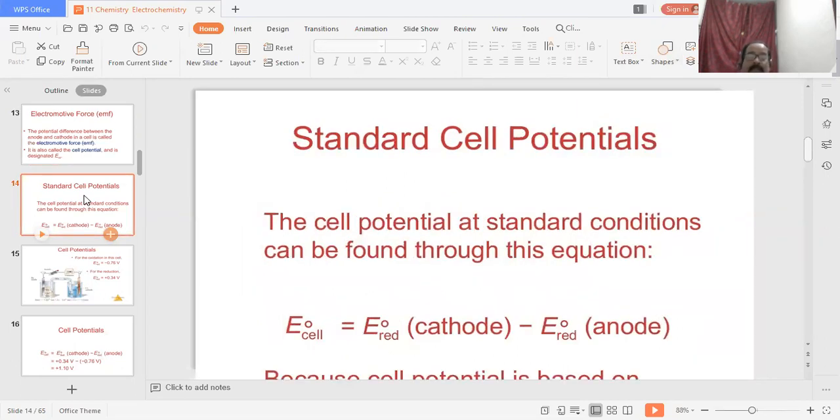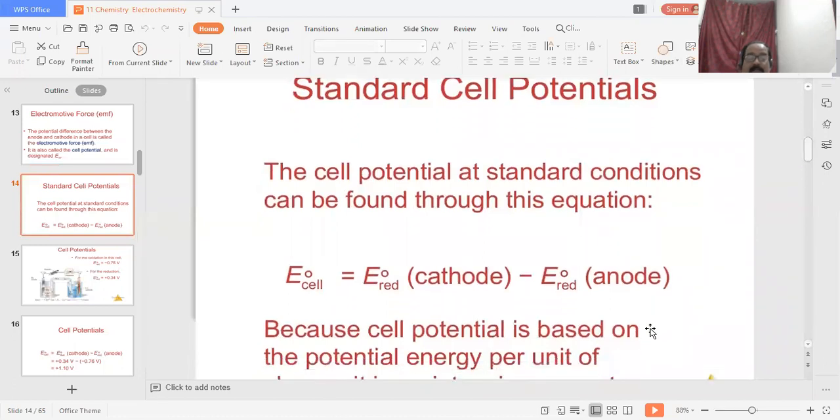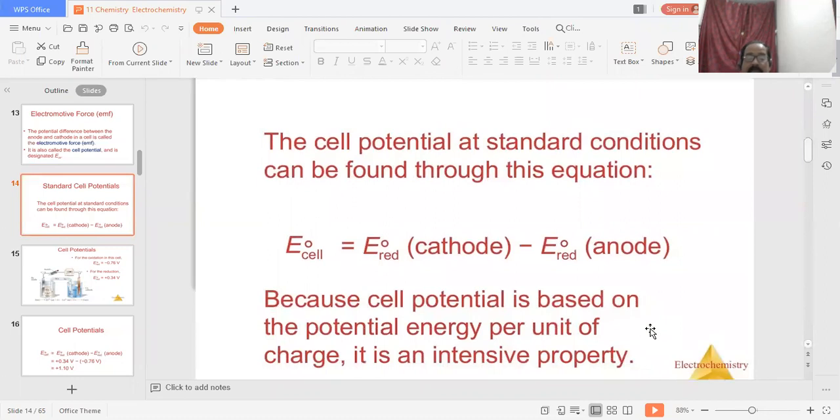And the next slide, standard cell potential. The cell potential at standard condition can be found through this equation: E naught cell equals E naught red, meaning cathode, minus E naught red, meaning anode. Because cell potential is based on the potential energy per unit of charge, it is an intensive property.